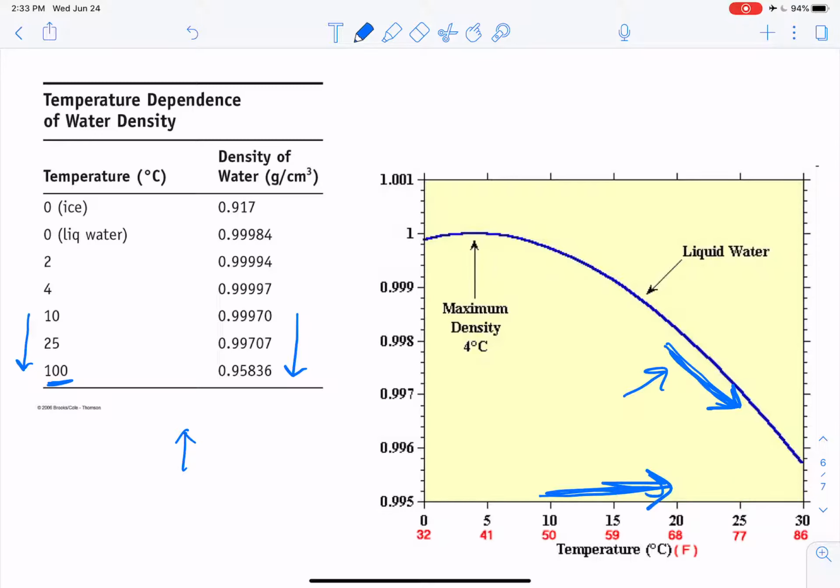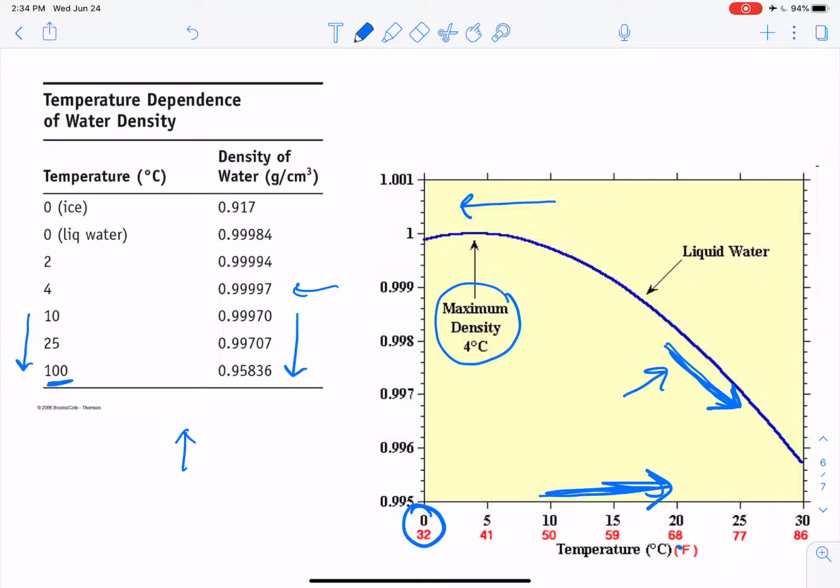Okay, now it follows this trend until we get to a maximum density at 4 degrees Celsius, right there, of 0.99997. And then water says, oh, we're getting really cold as the temperature is decreasing. We want to set ourselves up to form ice, because it's going to form ice at what temperature? At 0 degrees Celsius or 32 degrees Fahrenheit.